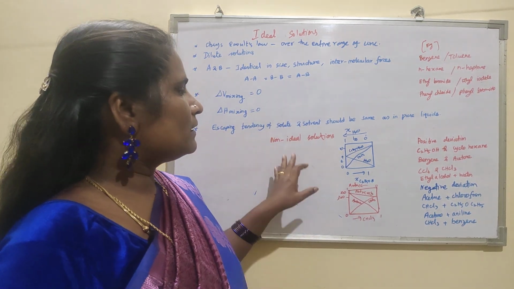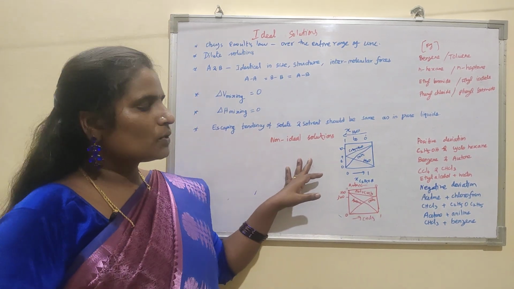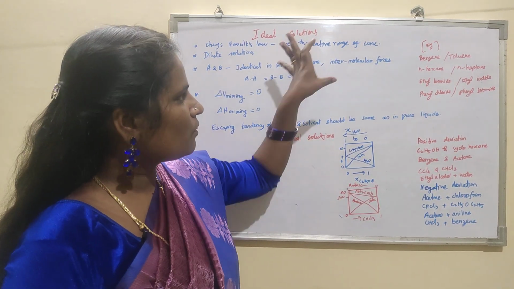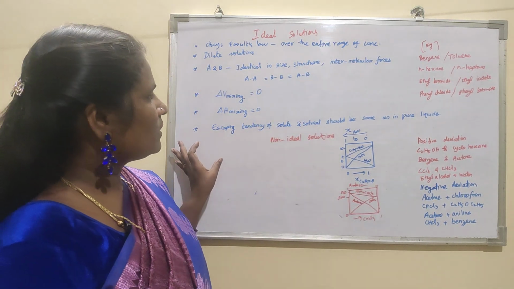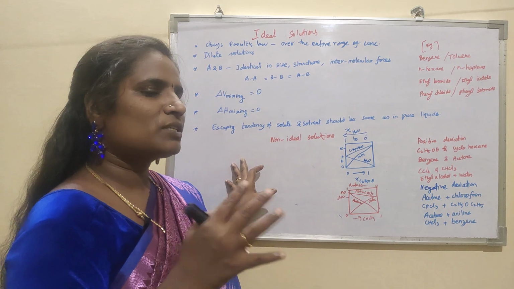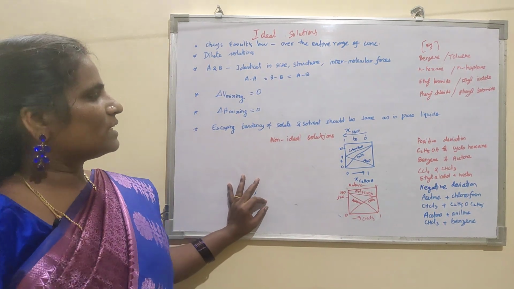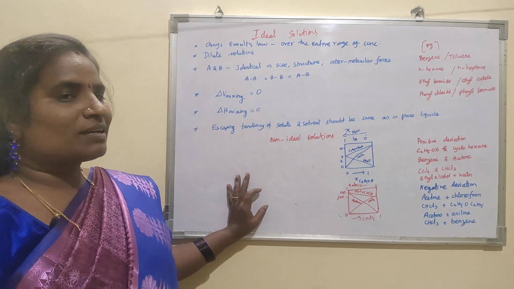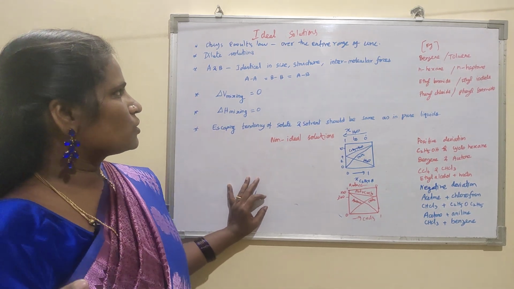Now we are going to see what the non-ideal solutions are. If the solutions do not follow the above conditions, for example, they should obey Raoult's law, but the solutions which do not obey Raoult's law are known as non-ideal solutions. And if the concentration is very high, it will also be a non-ideal solution.